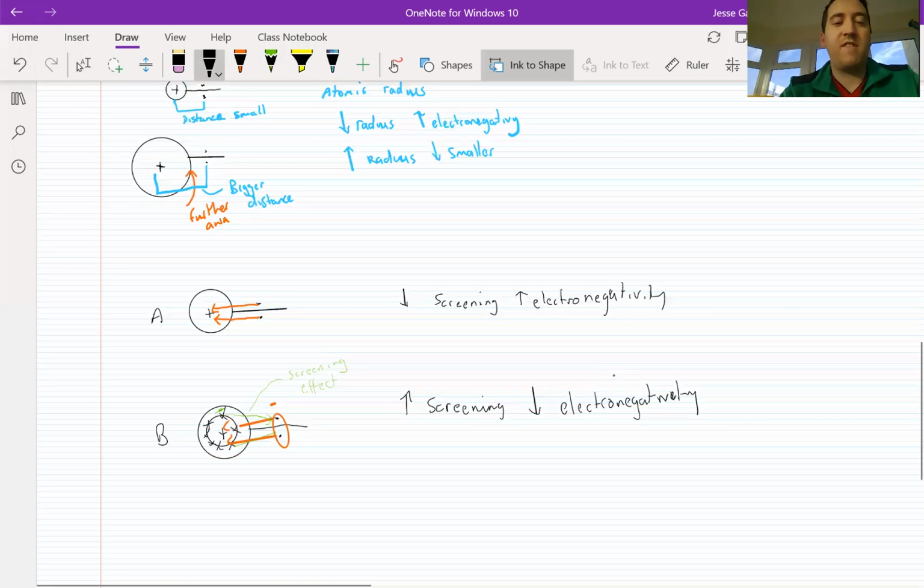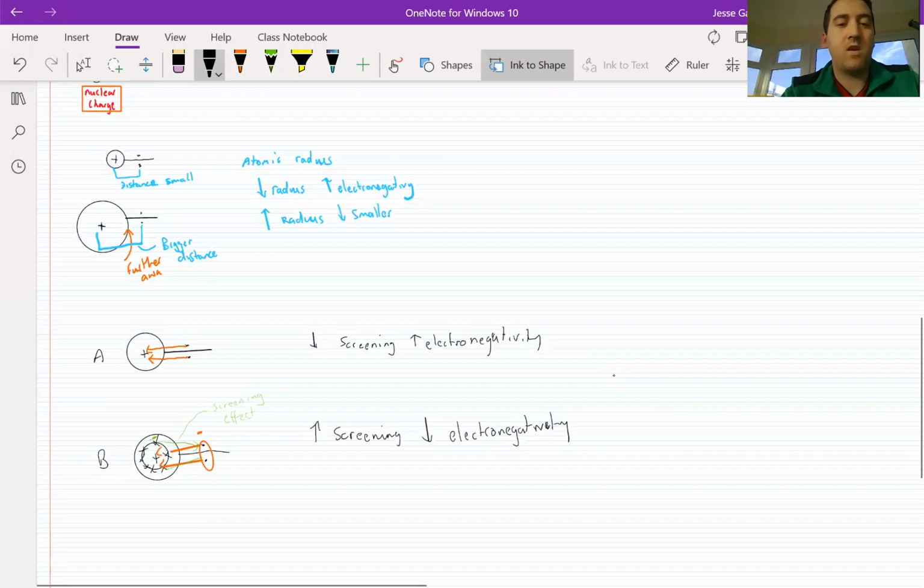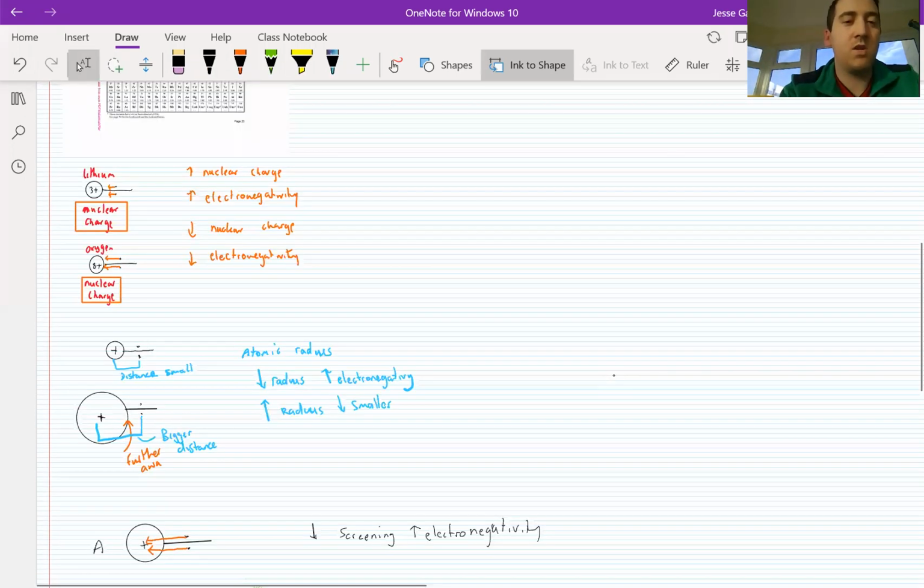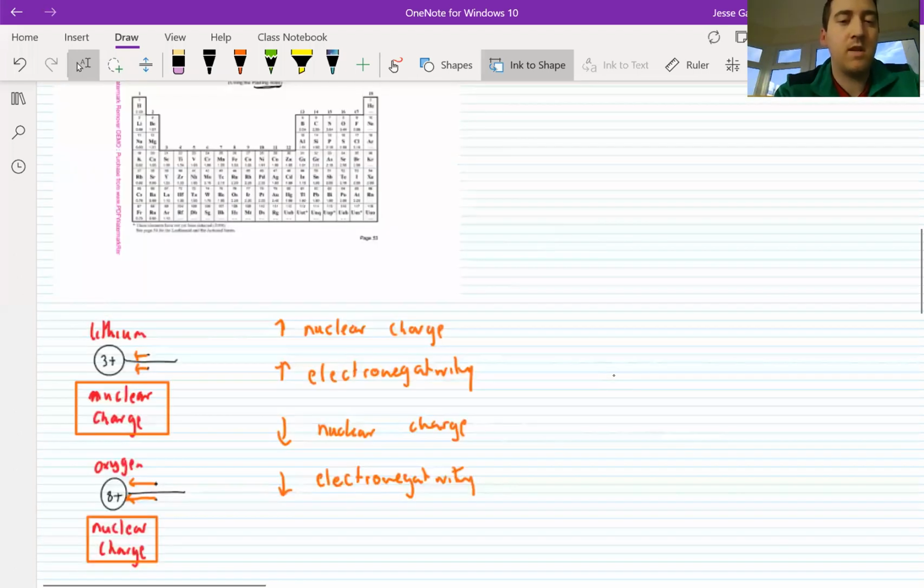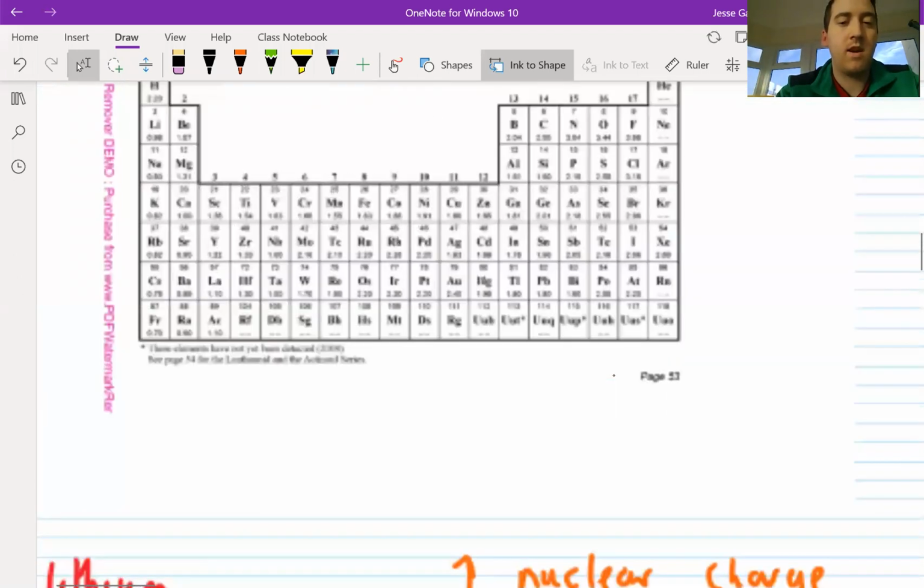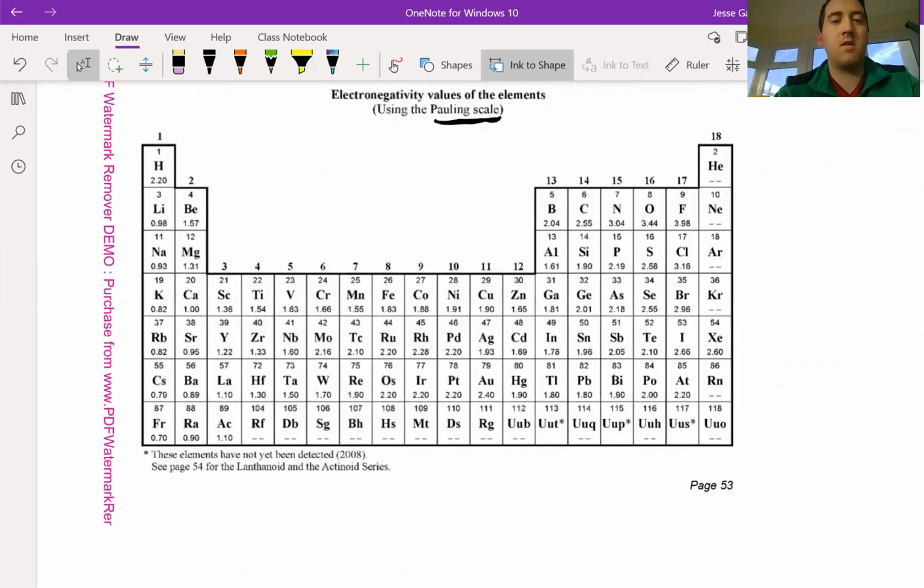Now we've got to put these 3 factors together: screening, atomic radius, nuclear charge. Put them together and help us understand the numbers in the Pauling scale. All right, let's take a look. Here is the periodic table.